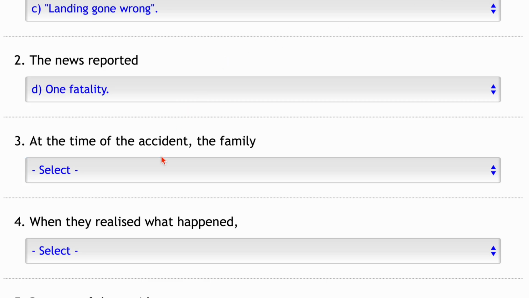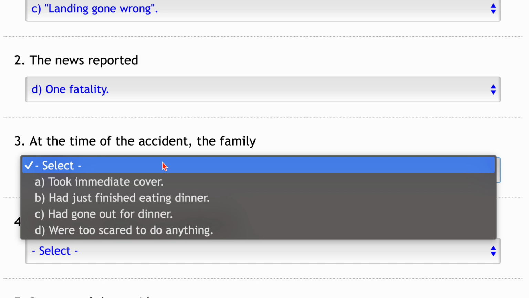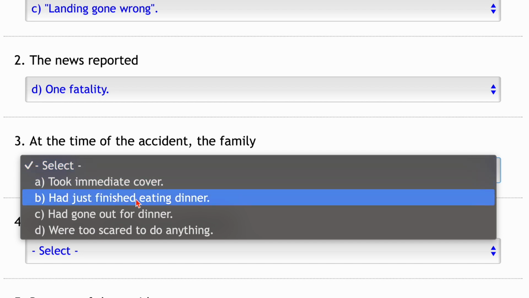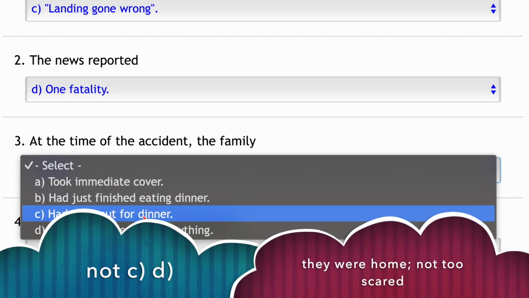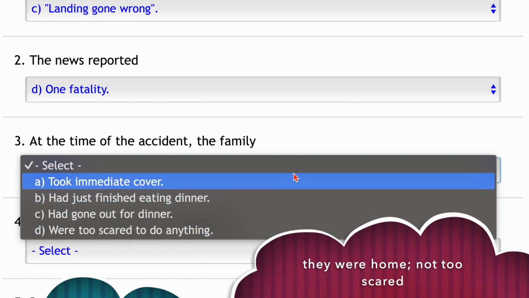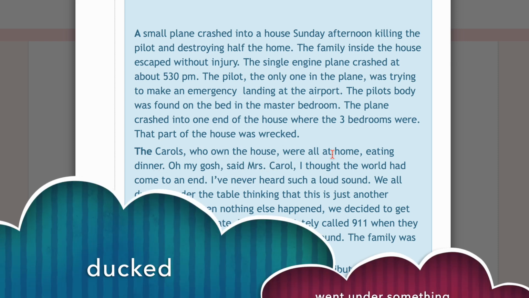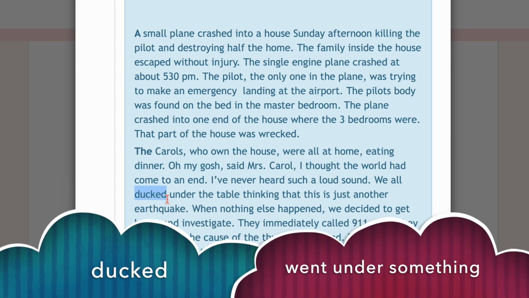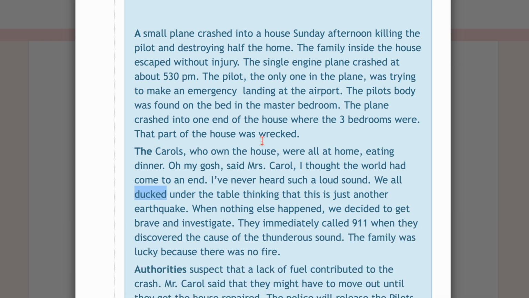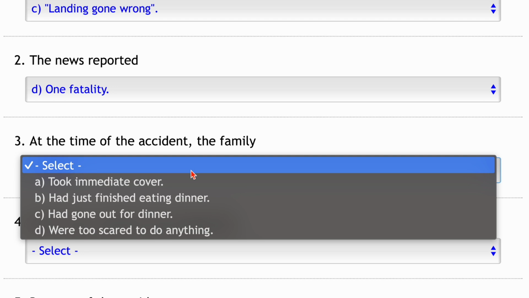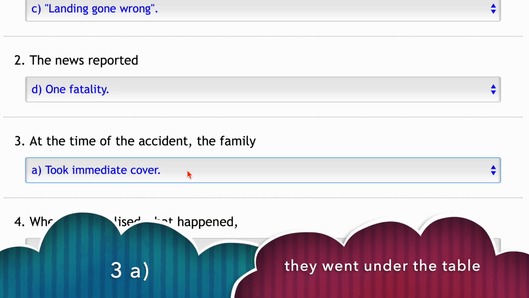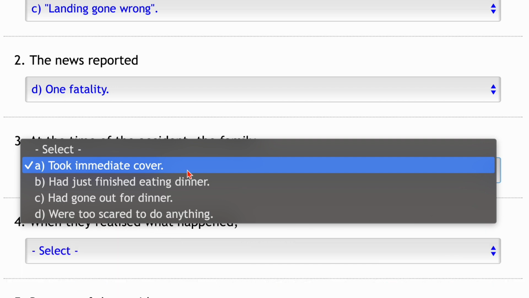So, looks like not sure. Did they finish eating or were they eating? So, not gone out for dinner because they were home and not too scared. It sounds to me like they ducked, it says. So, they were eating dinner and they ducked means try to hide somewhere, go under. So, it looks like the answer is A. They took immediate cover means that they tried to go somewhere, hide, or duck.